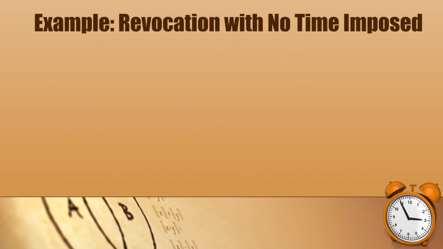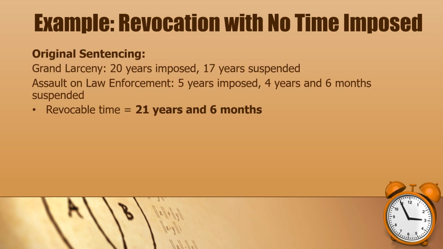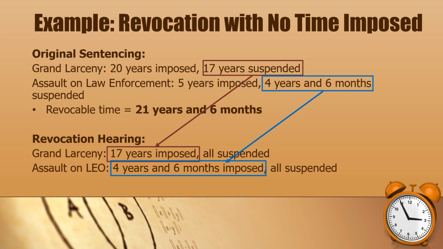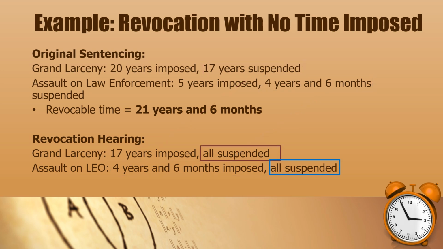First, we will look at what a revocation would look like with no time imposed on the violation. We will use our previous example of the defendant who was convicted of grand larceny and assault on law enforcement. After he served his time, his total revocable time was 21 years and 6 months. When he appears for his revocation hearing, you will see that he has the revocable time for each offense hanging over his head since he already served the total 3 years and 6 months. At this revocation hearing, the judge imposed and suspended all of the time for both offenses, so the revocable time remains 21 years and 6 months.